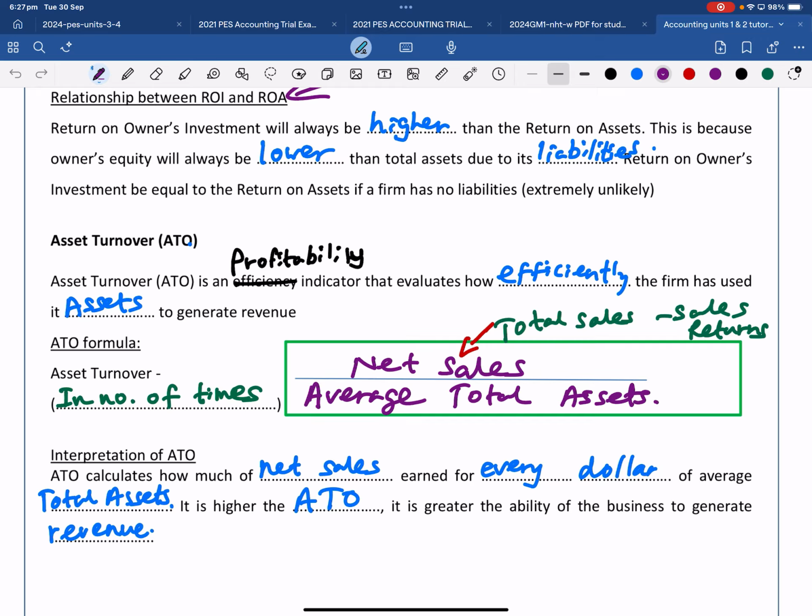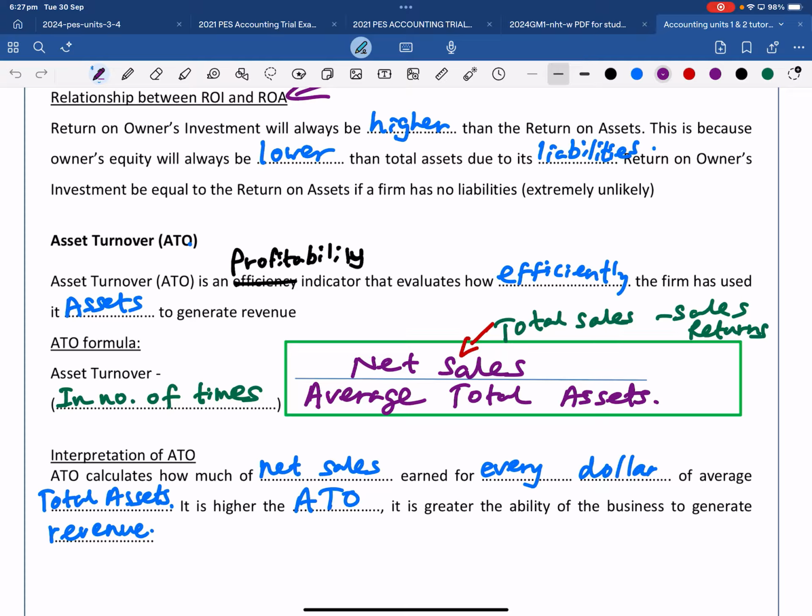As I told you, we can calculate it in number of days as well. So that means it gives us how often in a year we can convert our total assets into sales. How fast we can do that.